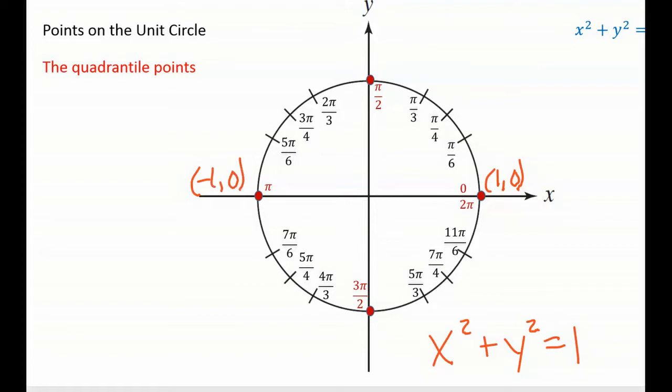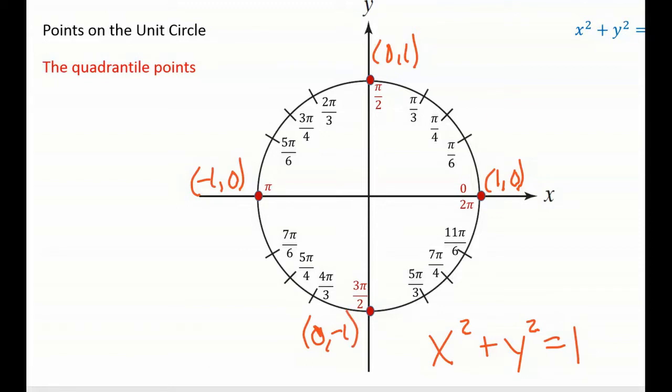Why? Because again, the radius of this circle is 1. The center right here is 0, 0. Now, this x value is 0, but if I go up, that's going to be 0, 1. And if I go down, that's going to be 0, negative 1. This is making pretty good sense, right?